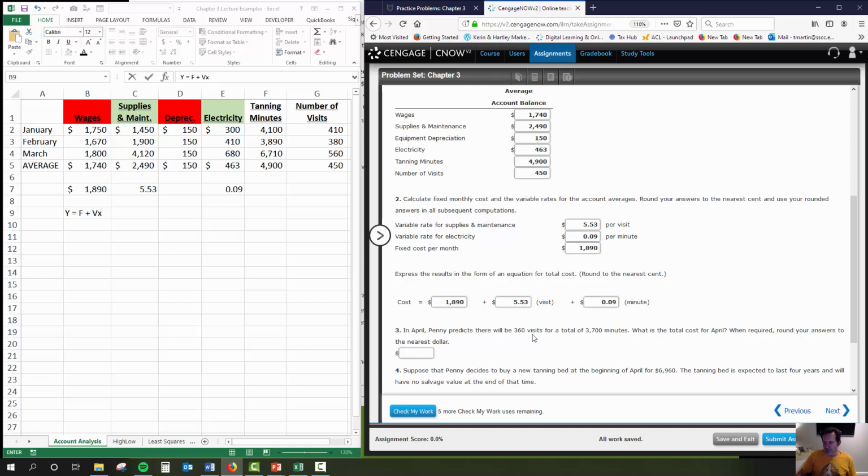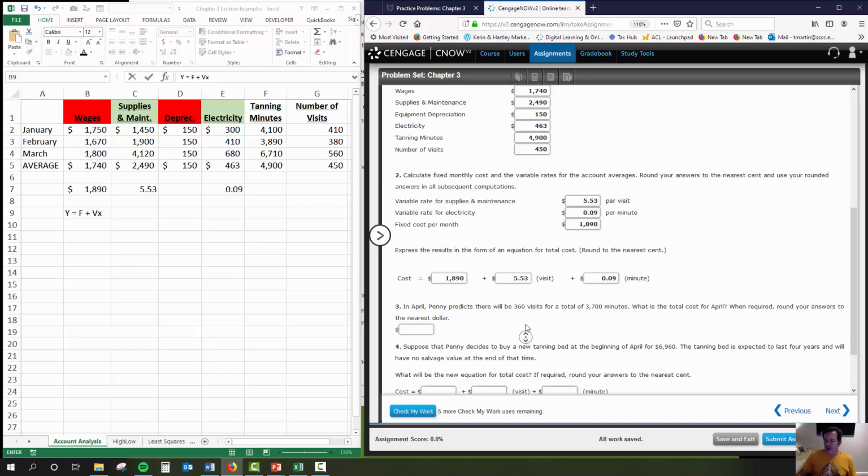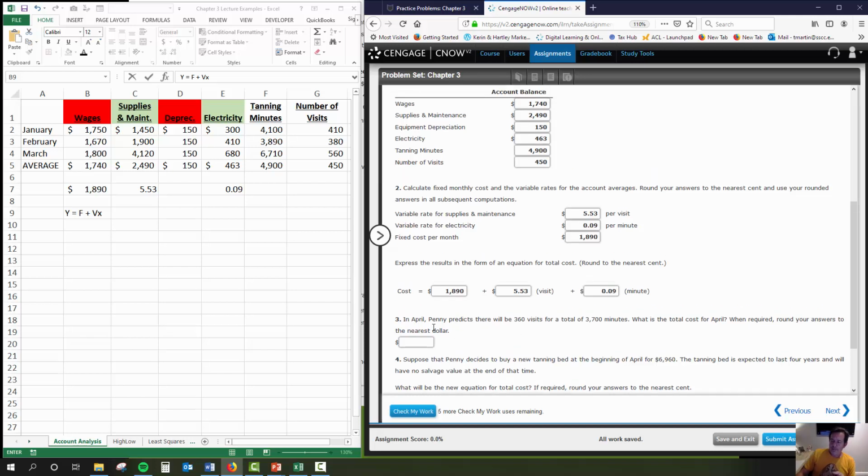And that's what we're looking at in number 3 here. Number 3 says in April, Penny predicts there will be 360 visits for a total of 3,700 minutes. So those are the levels of activity going on. 360 people, 3,700 minutes. You say, well, how does she know that? Well, she's making a prediction, probably basing it on what's happened in the past, or maybe what happened in April of the prior year.